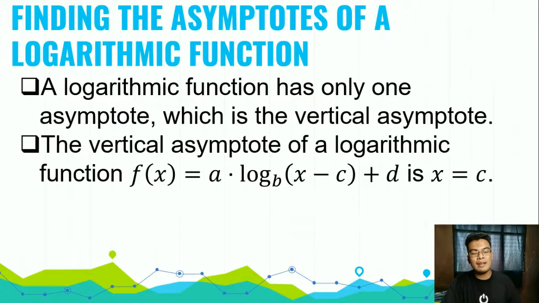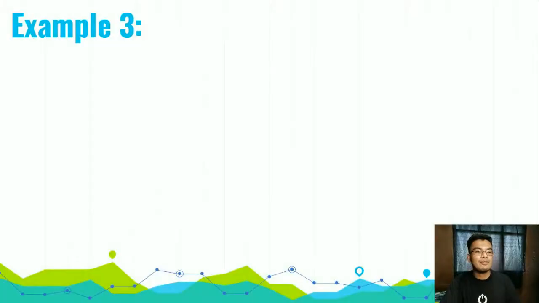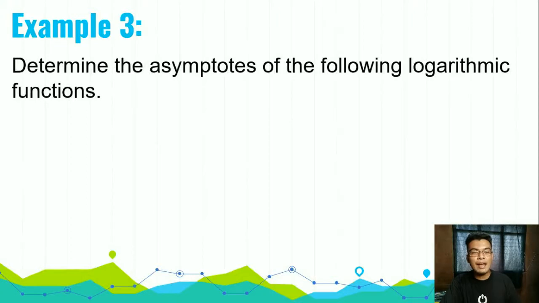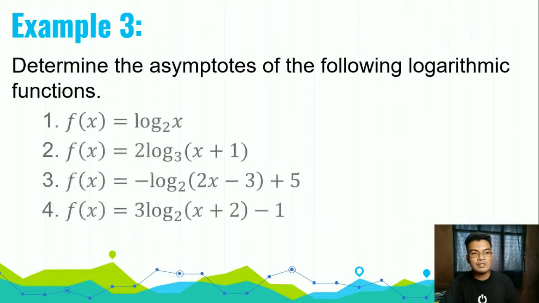Nakadepende ho palagi sa argument na mayroong variable x yung ating vertical asymptote. So all we have to do is to equate that argument to 0 and then solve for the specific value of x. So example 3, determine the asymptotes of the following logarithmic functions. For the solution, watch this video.